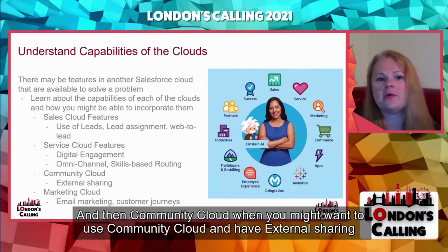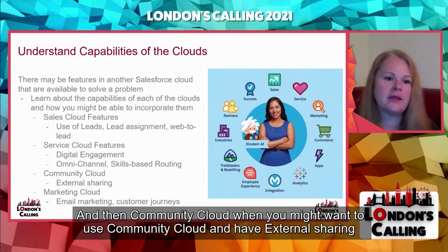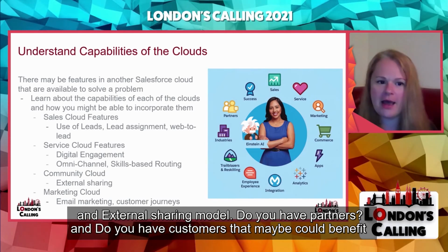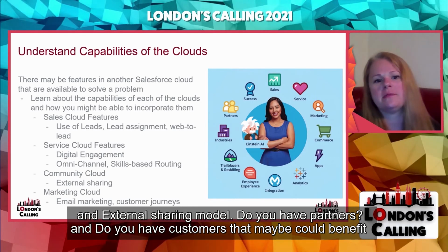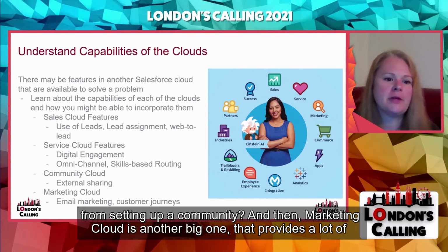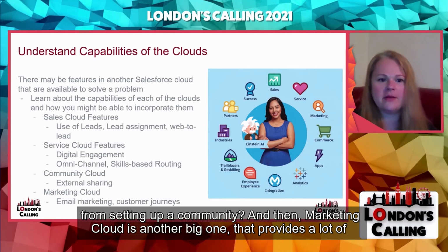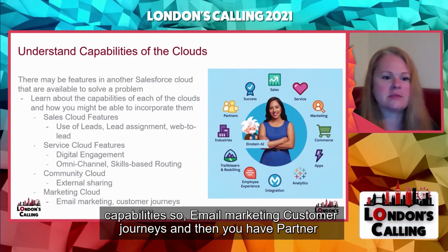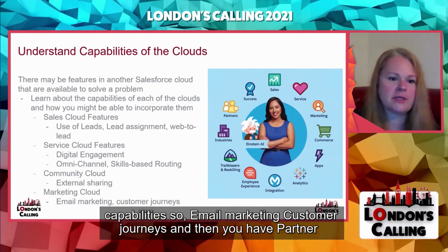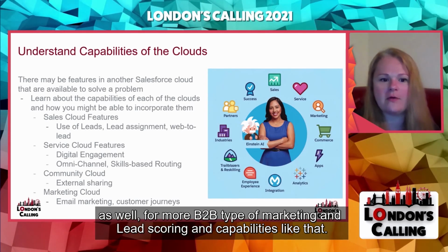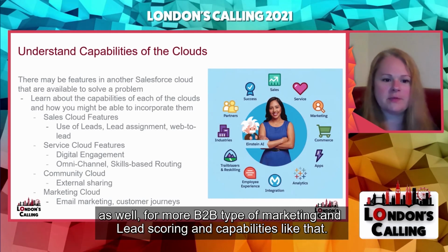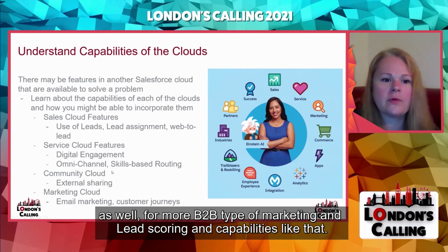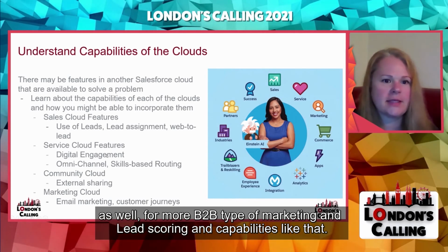And then Community Cloud, when you might want to use Community Cloud and have external sharing and an external sharing model. Do you have partners and customers that maybe could benefit from setting up a community? And then Marketing Cloud is another big one that provides a lot of capabilities. So email marketing, customer journeys, and then you have Pardot as well for more B2B type of marketing and lead scoring and capabilities like that.